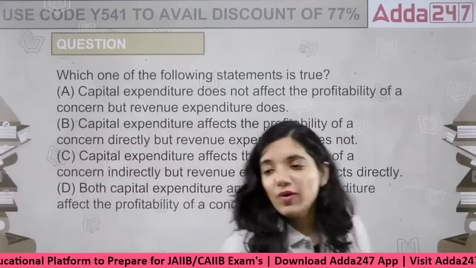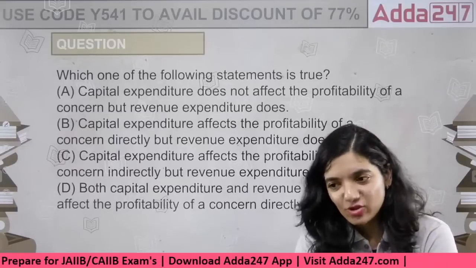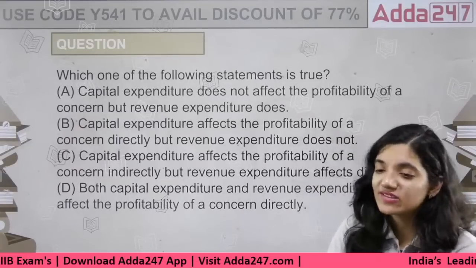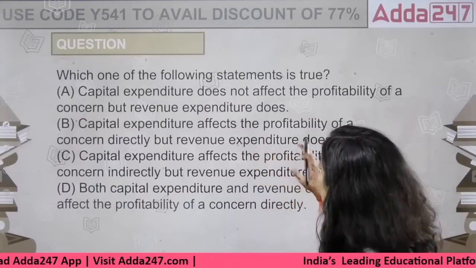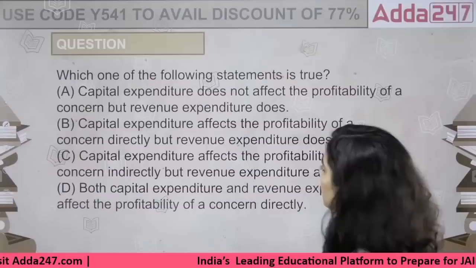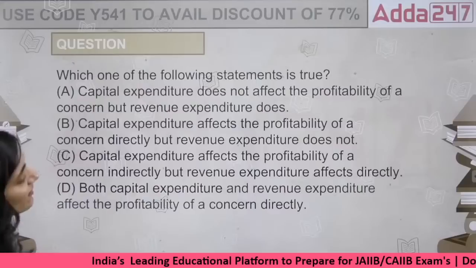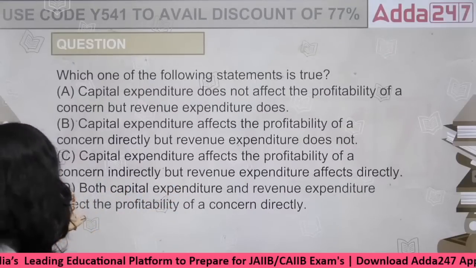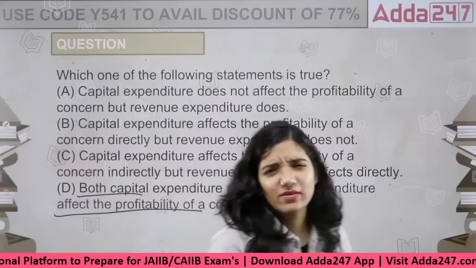Next question: which one of the following statements is true? Number one, capital expenditure does not affect the profitability of the business, but revenue expenditure does. Second, capital expenditure affects the profitability of the concern directly, but revenue expenditure does not. Third, capital expenditure affects the profitability of the business indirectly, but revenue expenditure directly. Then, both expenditures affect the concern directly. That is not the case.